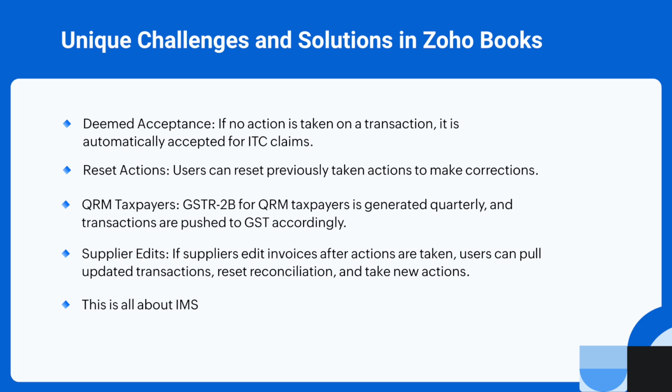QRMP taxpayers. 2B for QRMP taxpayers is generated quarterly, and the transactions are pushed to the GST portal accordingly. Supplier edit. If the supplier edits the invoice after the actions are taken, the user can pull the updated transactions, reset reconciliation and take new action. This is all about IMS.